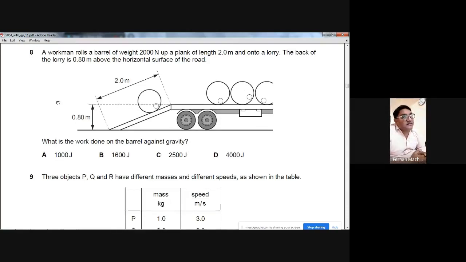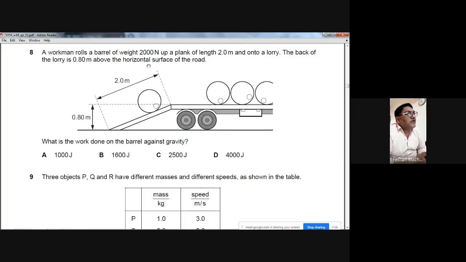The work done, there are formulas for the work done. One way of calculating the work done is to calculate the change in the gravitational potential energy. So the gravitational potential energy can be calculated by the formula mgh, or weight times height. The weight of the barrel is given, that's 2000 Newton.